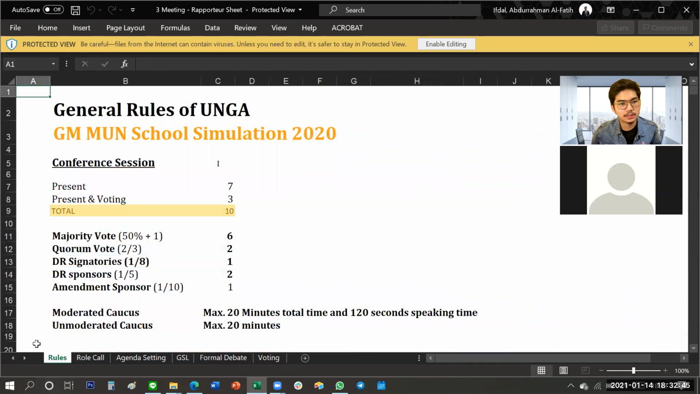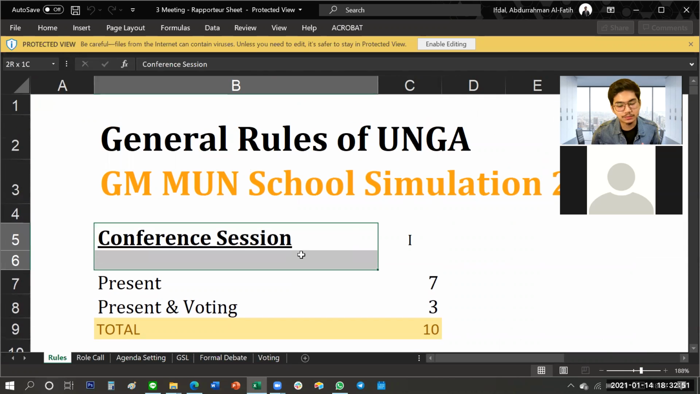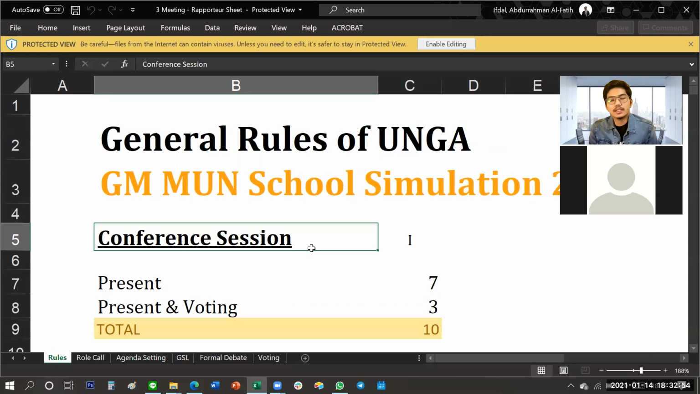We will start with rules first. I will zoom in a little bit. You can see that there's this conference session. We learned in our first class that there will be delegates who are present, and also delegates who are present and voting. We will look for delegates who are present and who are present and voting, because this will affect the whole session of the MUN conference, especially during the voting session, to determine which delegates are present and which are present and voting.